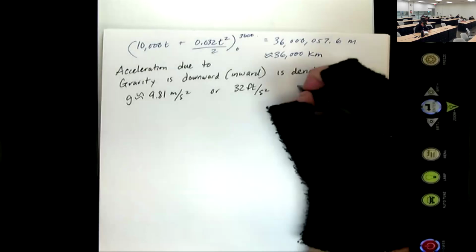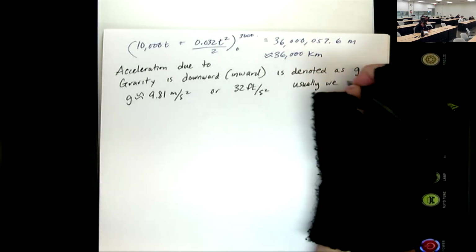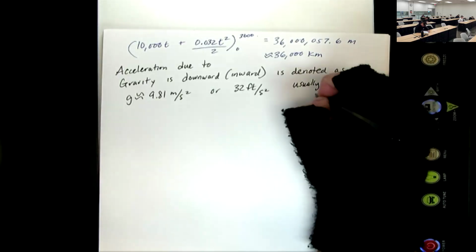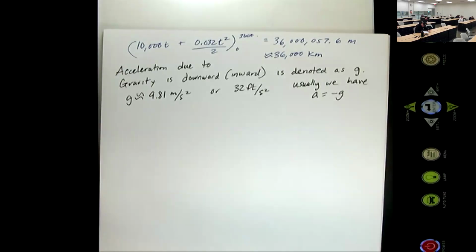Usually we have our acceleration equals negative g. Negative for being downward, since we do up is positive, down is negative. So let's say we release a penny.